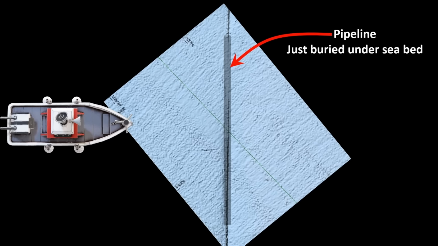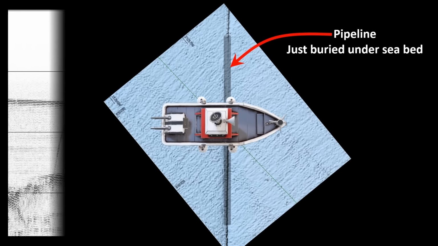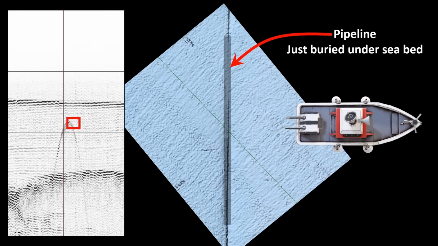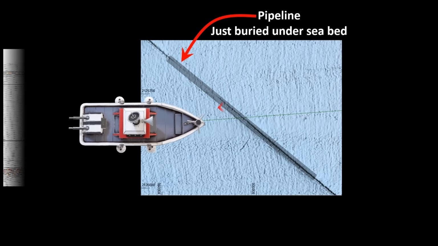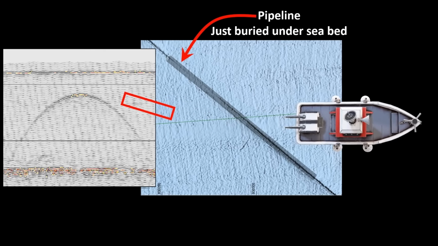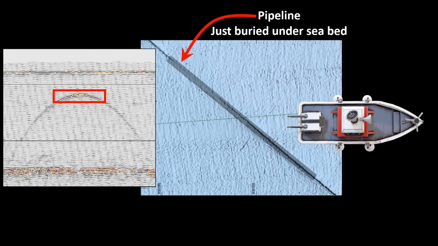Now if you are going perpendicular to the pipeline, then you will get a nice crisp narrow hyperbola and it will be easy to pick the position of the top of the pipe. But if you are going at an angle to the pipeline, then you will get a fat, wide, big hyperbola and picking out positions will be very difficult.